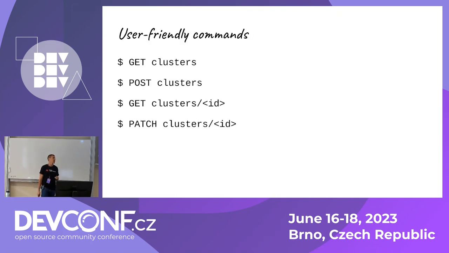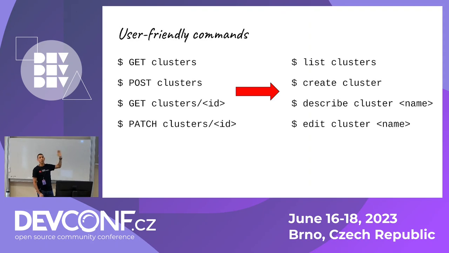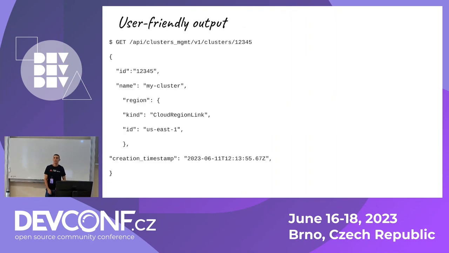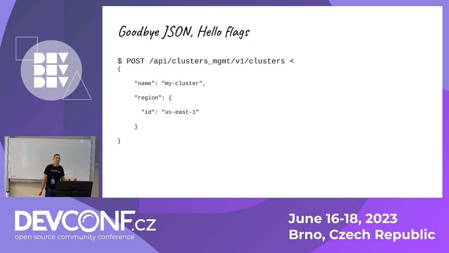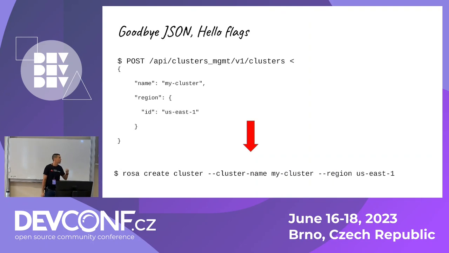Okay, another thing, RESTful commands, that's nice. But human readable commands are much nicer. You can use names instead of IDs, and describe and edit instead of get and patch. What about the output? You can get this big JSON with all those fields, or you can get a nice YAML, again in a human readable form. For the input, you need to provide a JSON body, or just give two nice command line flags to your create command.